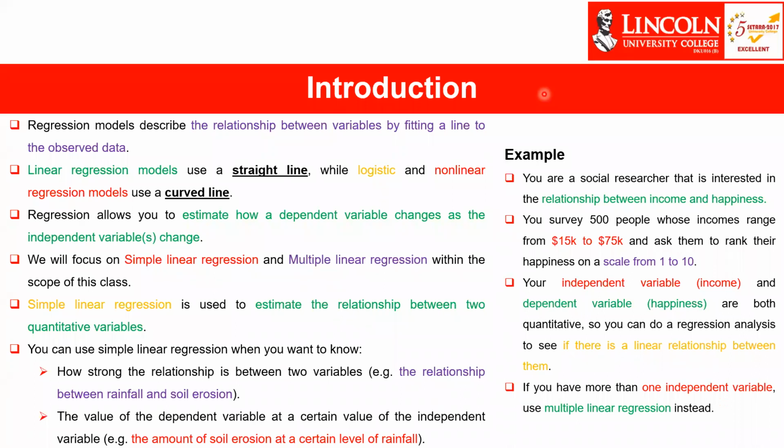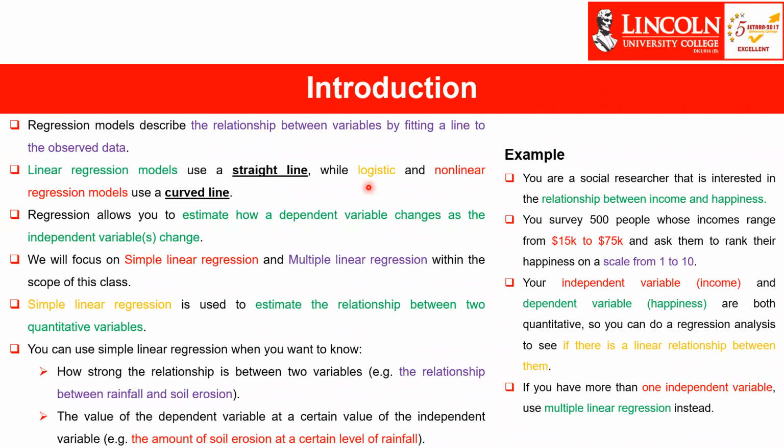So now, what regression does is describe the relationship between variables by fitting a line to the observed data. That's all it does. Linear regression models use a straight line, while logistic and non-linear regression models use a curved line. Regression allows you to estimate how a dependent variable changes as the independent variable changes. We will focus on simple linear regression and multiple linear regression within the scope of this class. Simple linear regression is used to estimate the relationship between two quantitative variables.